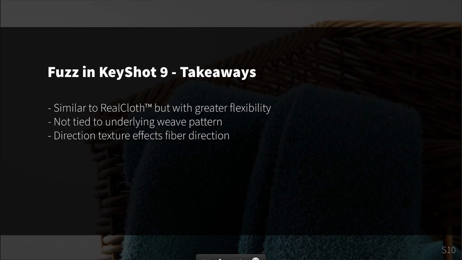Finally, to summarize, Fuzz is very much like the RealCloth flyaways. You have greater flexibility, but with that flexibility comes the cost that it's not so well tied to the underlying weave pattern and the shading of the RealCloth. But you can use it for many different things. And remember to have a look in nature at how grass looks and how all sorts of things with things sticking out of them look, and look at the distribution of lengths to see if you can spot this effect that I was talking about. And remember to try to play with the direction texture, because it can create some very interesting effects.